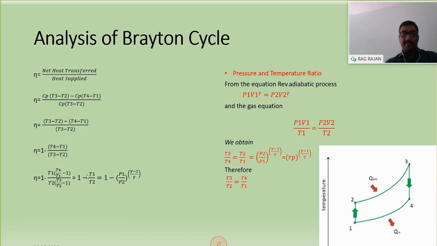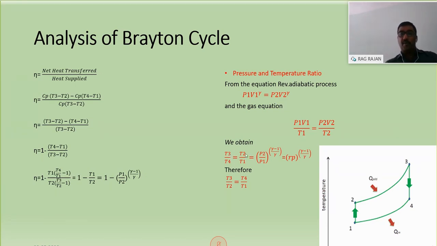How are we getting this? That is what is explained here. From the equation of a reversible adiabatic process, which you have studied, PV raised to gamma is a constant. So P1 V1 raised to gamma is equal to P2 V2 raised to gamma. And from the gas equation, we know P1 V1 by T1 is equal to P2 V2 by T2. Combining these two, you will get the temperature ratios.